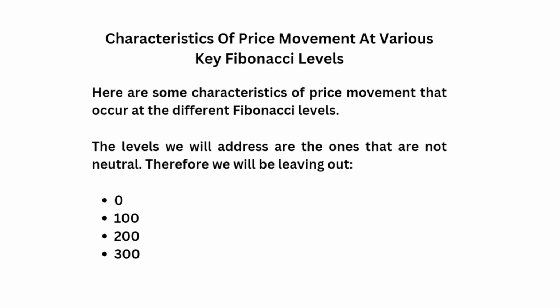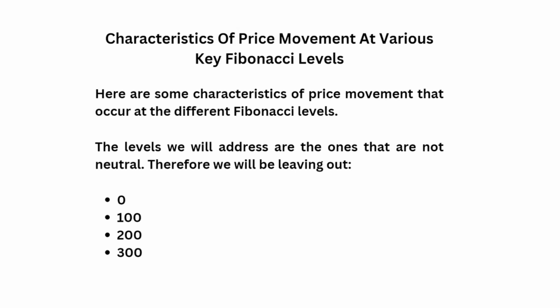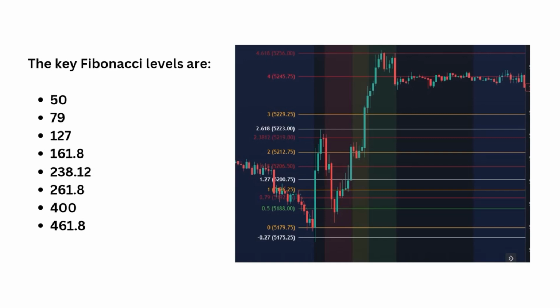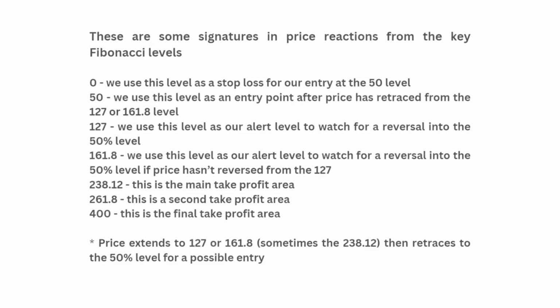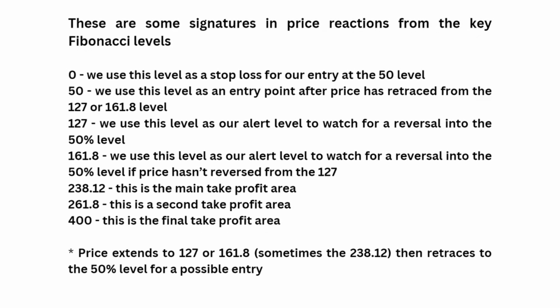Characteristics of price movement at various key Fibonacci levels. Here are some characteristics of price movement that occur at different Fibonacci levels. The levels we will address are the ones that are not neutral, so we will be leaving out 0, 100, 200, and 300. The key Fibonacci levels are 50, 79, 127, 161.8, 238.12, 261.8, 400, 461.8. These are some signatures and price reactions from the key Fibonacci levels.